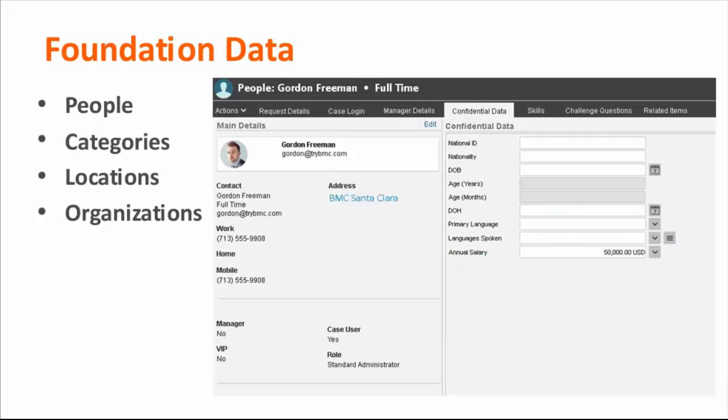Last is the foundation data. Again, very similar to ITSM. There is also a people store. There are categories. There are locations, sites, and organizations that include support groups and permission groups and other structural organizations.